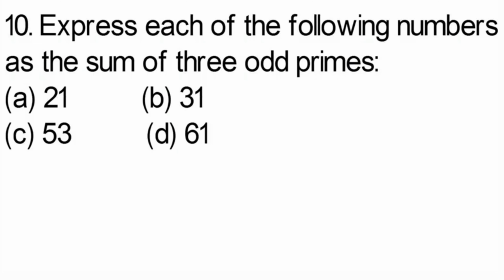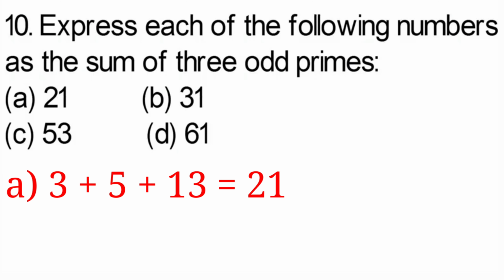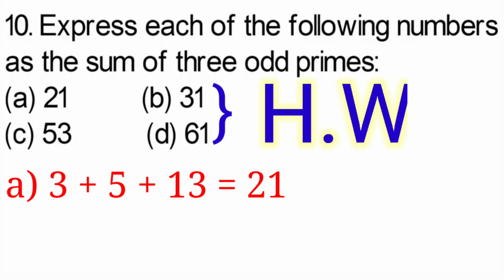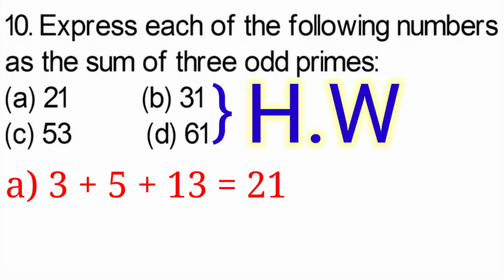Let's take the first example, a, which is 21. I'm splitting it up as 3 plus 5 plus 13, and when we add these all we get 21. 3 is a prime number, 5 also, and 13 also, and they split up into 3 odd numbers. Got it, everyone? In the same manner, the rest of parts b, c, d you will do on your own. Very simple. You just have to think and then write it.